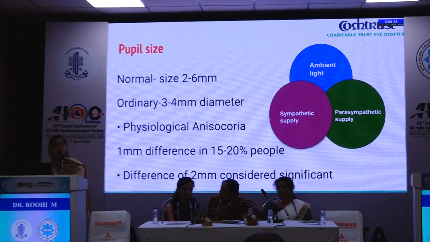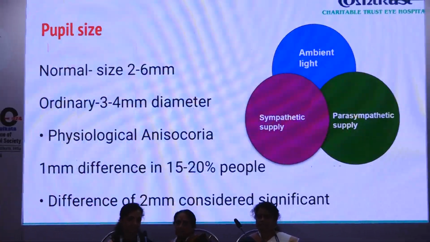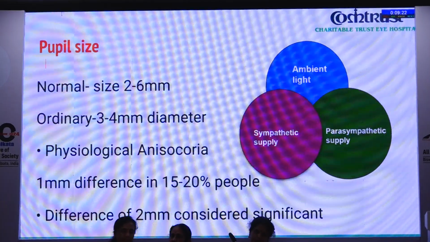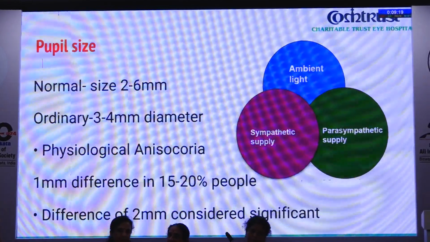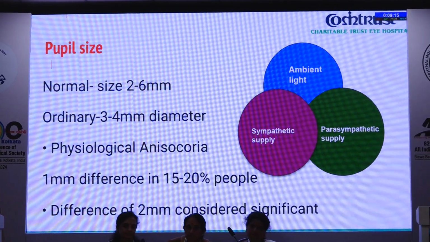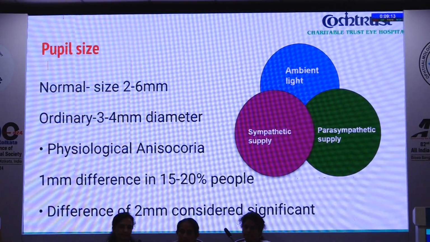First of all, what is the normal pupil size? It is from 2 to 6 mm. Ordinarily, we see 3 to 4 mm diameter. In physiological anisocoria, there is about 1 mm difference in up to 15 to 20% of the normal population. A difference of 2 mm is considered significant.